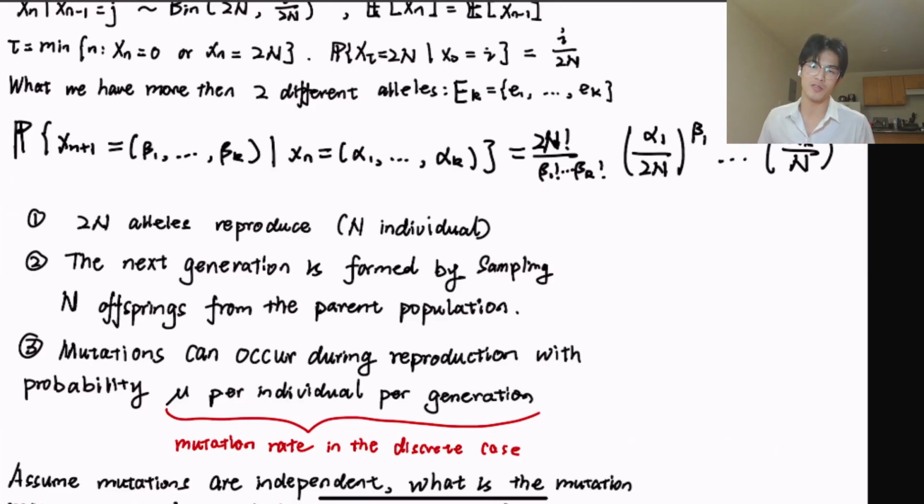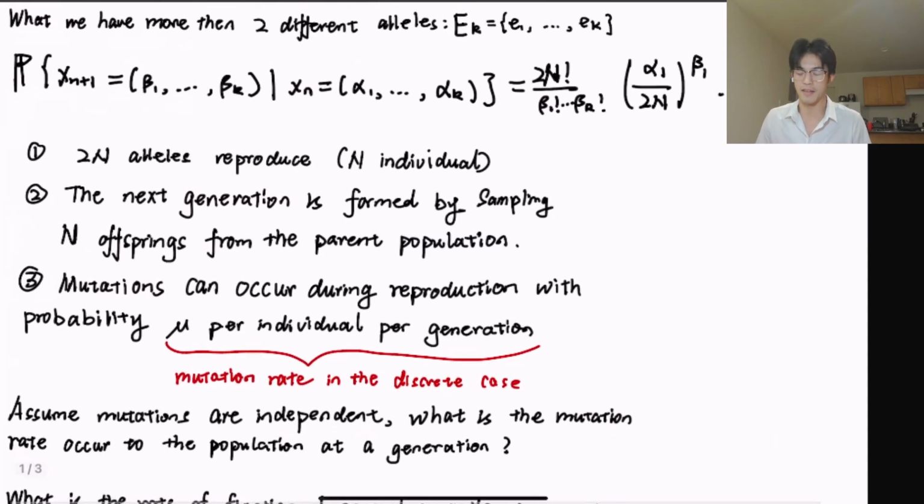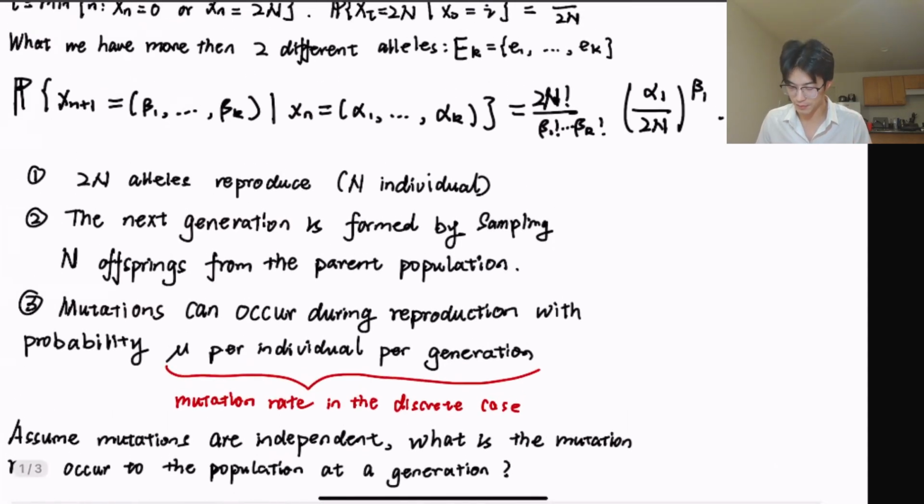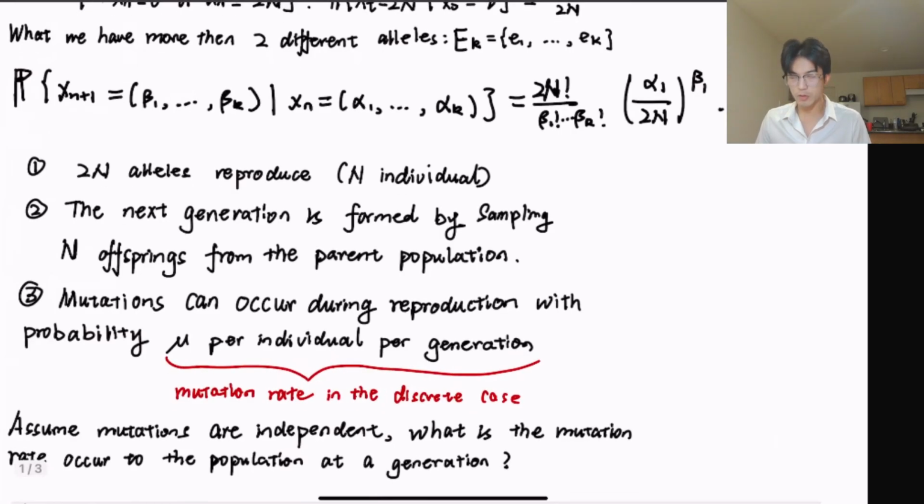So this is actually not interesting, and if you're interested in the probability distribution of this kind of simple Wright Fisher model with a simple neutral mutation, you can look it up. I think it's really easy to derive. So an interesting question would be, assuming the mutations are independent, what is the mutation rate occurring in the population at a generation?